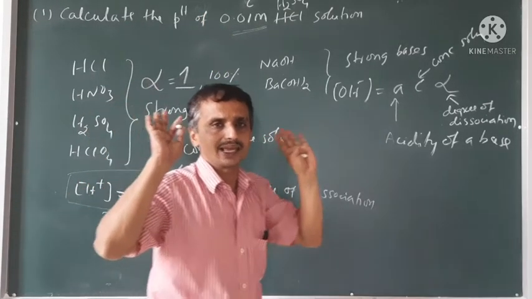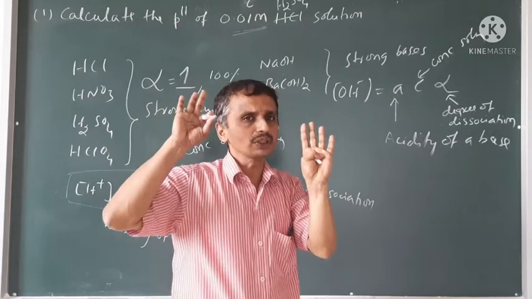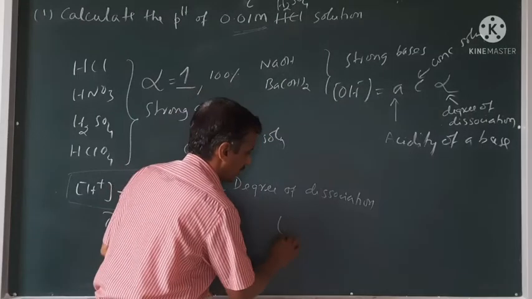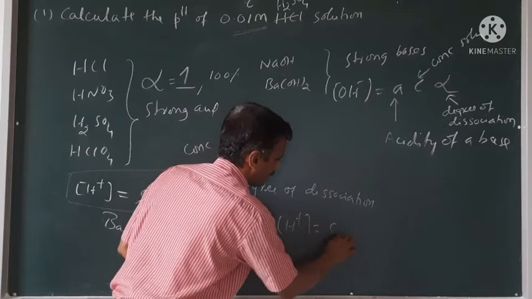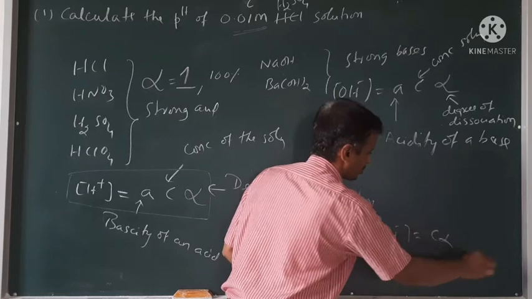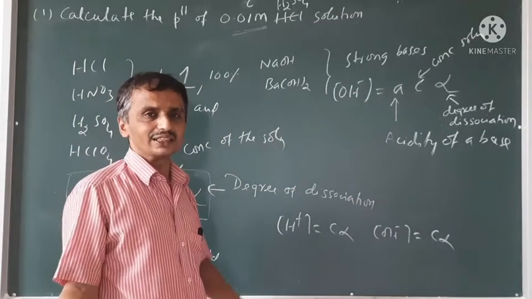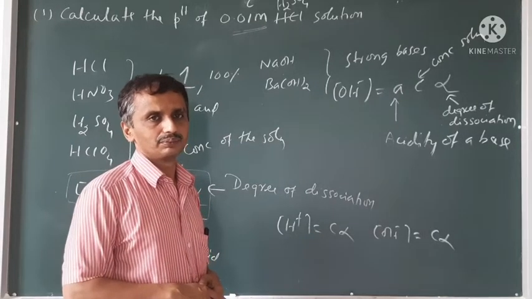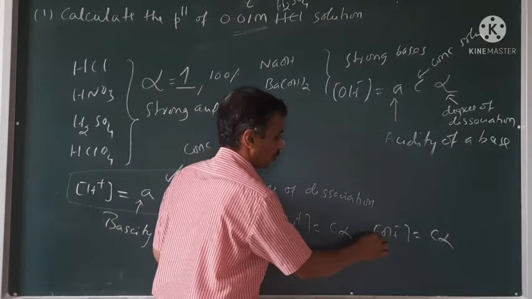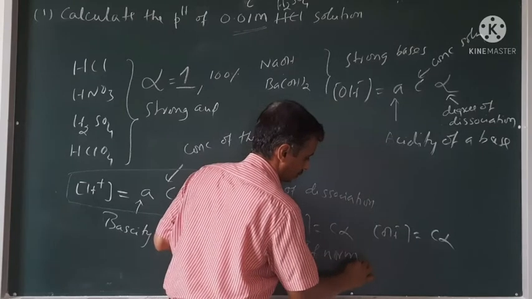But again I repeat, if the solution concentration is given in normality, then H plus concentration is equal to C alpha, OH minus concentration is equal to C alpha. No A term will be there, no acidity term or basicity term. Directly H plus is equal to C alpha, OH minus is equal to C alpha, if normality is given.